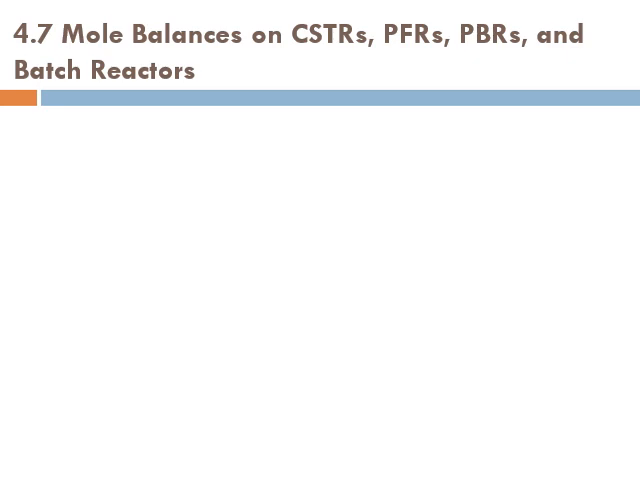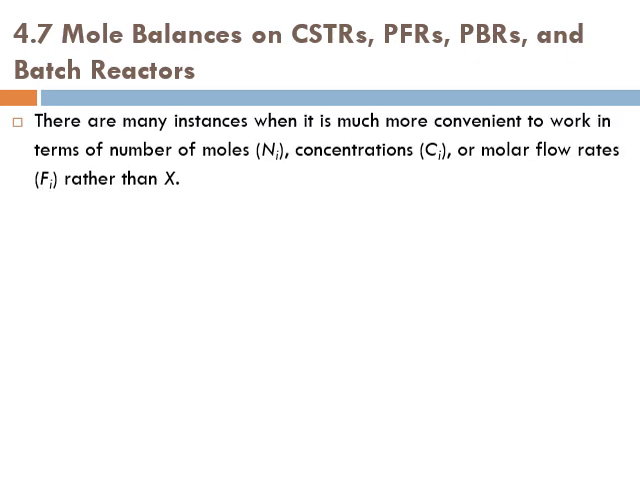Okay, so let's talk about mole balances on CSTRs, plug flow reactors, packed bed reactors, and batch reactors. There are many instances when it is much more convenient to work in terms of number of moles, Ni, concentrations, Ci, or molar flow rates, Fi, rather than X. So there are some instances where X is not my preferred variable to use for the design equation. Can you think of such cases?